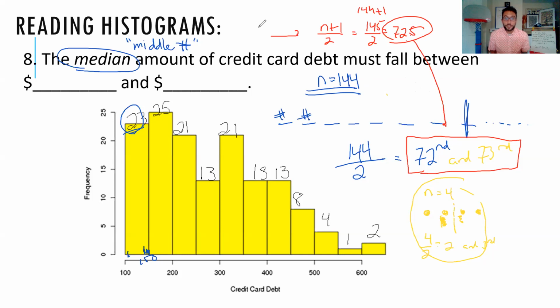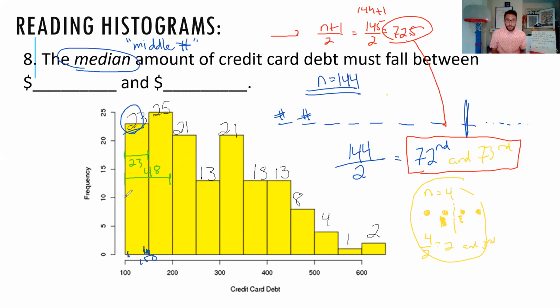Now, the next step is to figure out what amount of credit card debt would be around the 72nd data value. So now I want to start working left to right. From here to here, that's 23 data values. That's our first 23. So if we listed these data values in order, the first 23 of them would all be numbers from 100 to 150, not including 150. From here to here, this would be the first 48 data values, 23 in here and then another 25 in here.